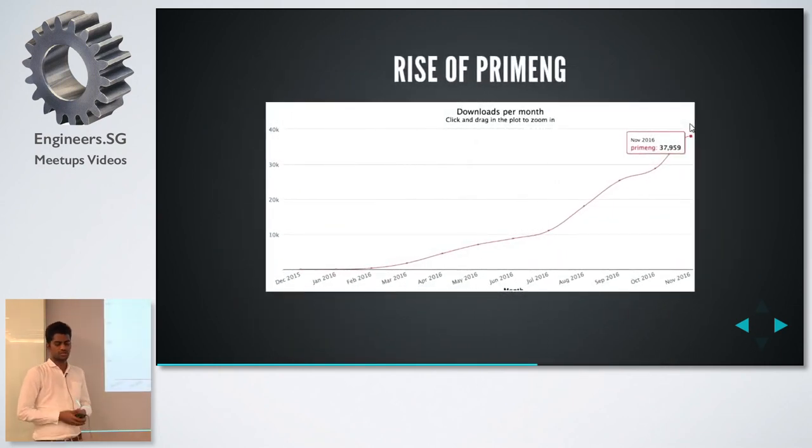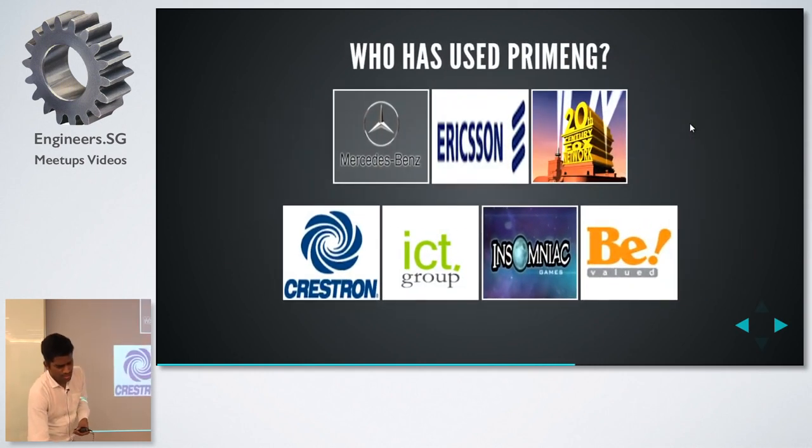And this graph shows the progress of PrimeNG. In the last month, there were around 40 to 45,000 downloads. That's very rare for a 1 year project. These are some of the premium clients for PrimeNG: Mercedes, Ericsson, Fox Network, and there are many other clients as well. These are just the premium clients only. There are some other companies using it just as open source.